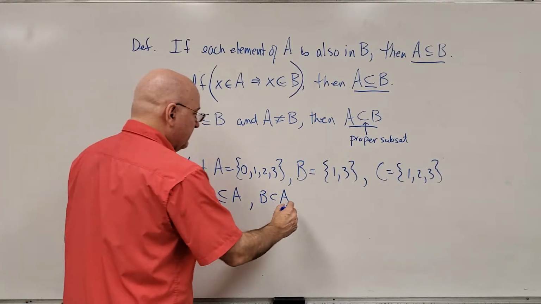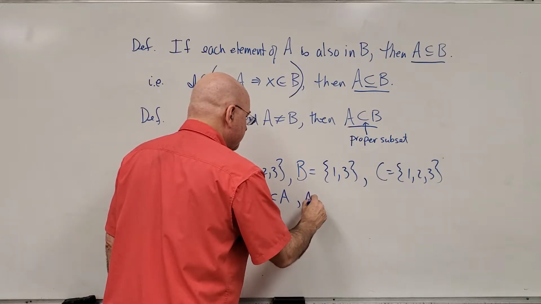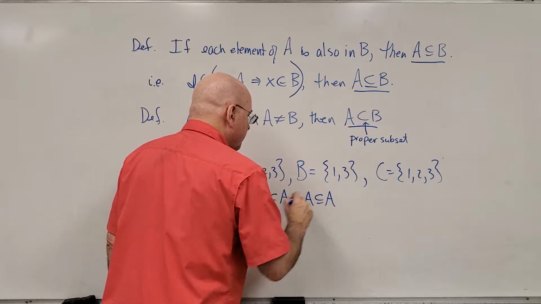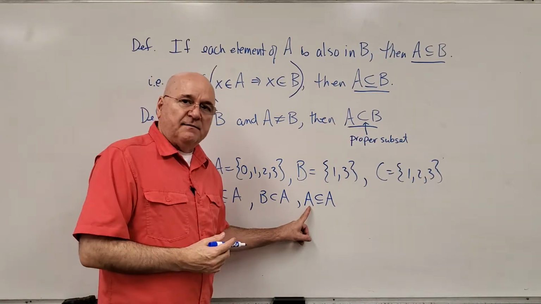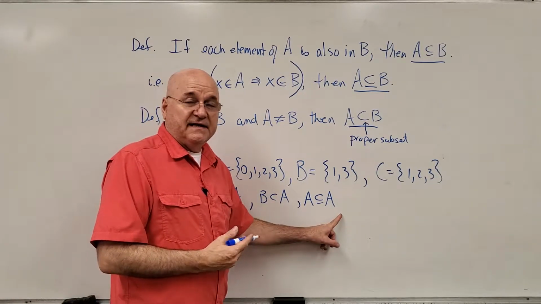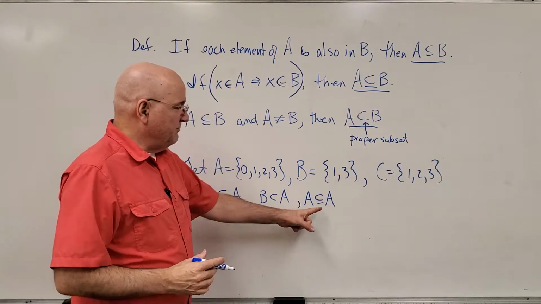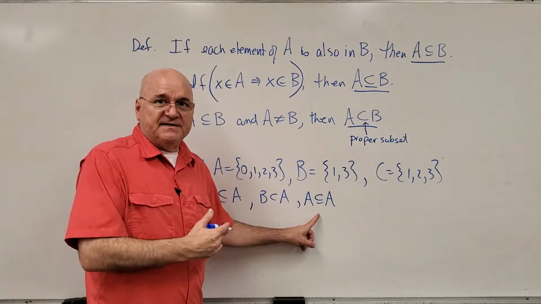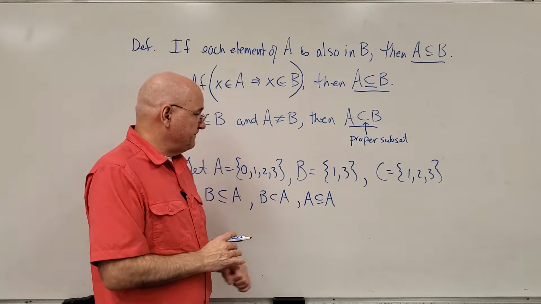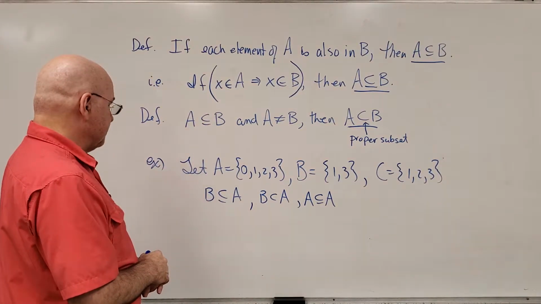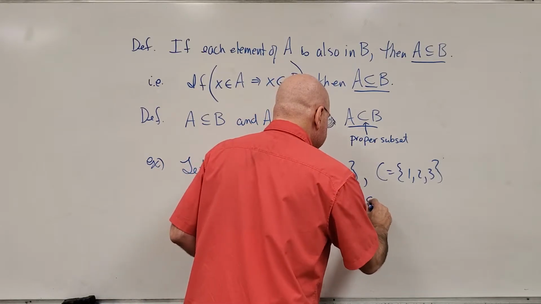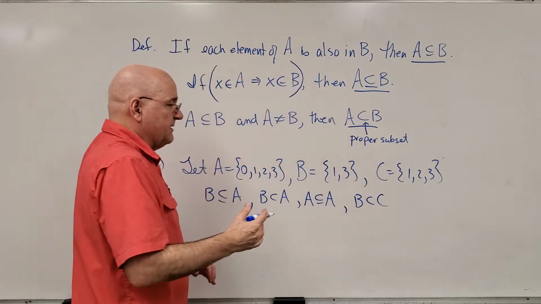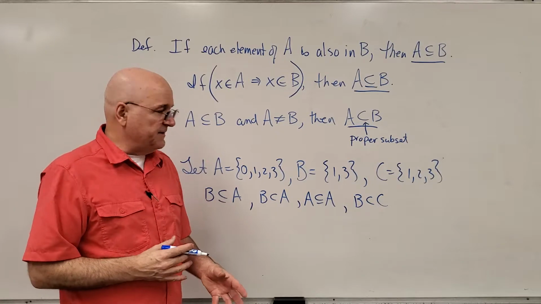Another one would be, and this is a simple one, every set is a subset of itself, because every element in A is also in A. I mean, we could be more specific here. We could say A equals A. Let's see what else we have. We could write B as a subset of C, but it's also a proper subset of C. It's a little bit of a stronger statement.